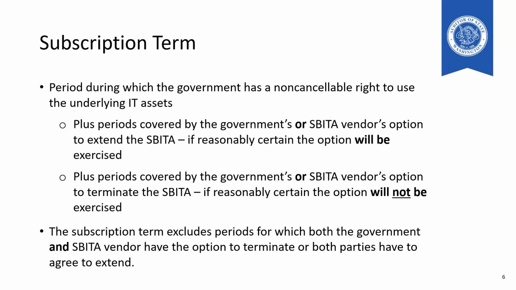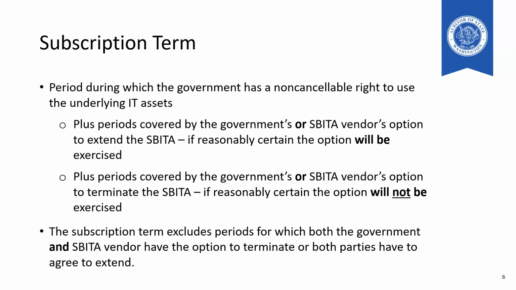Then, if there's the option to terminate, but you're reasonably certain that option will not be exercised, then you would include that additional time in your subscription term. So let's say that the initial contract is for 5 years, but you have the option to terminate after the 3rd year. If you're reasonably certain you will not exercise that termination option, then your subscription term is the full 5 years. This does involve some professional judgment because being reasonably certain is not the same as absolute certainty.